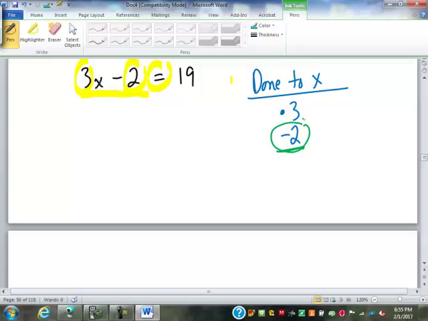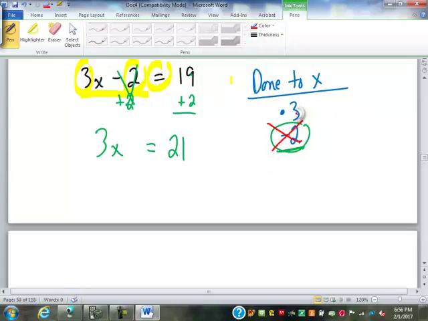We take it off by adding 2. So that piece is gone, leaves us with 3x. Now we added 2 to one side, we have to add 2 to the other side. 19 plus 2 is 21. So we've removed the subtracting 2.